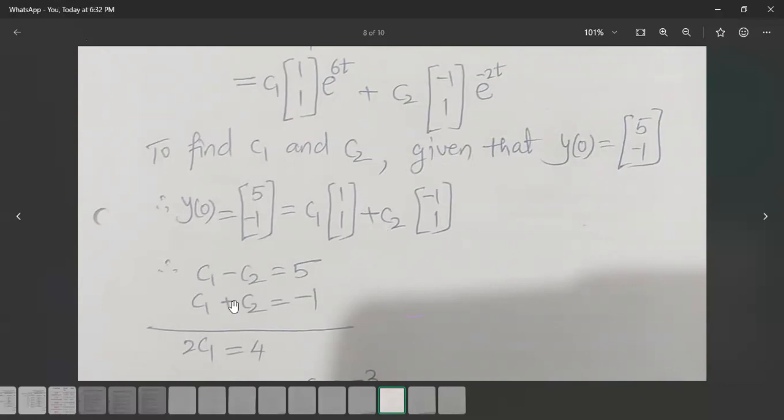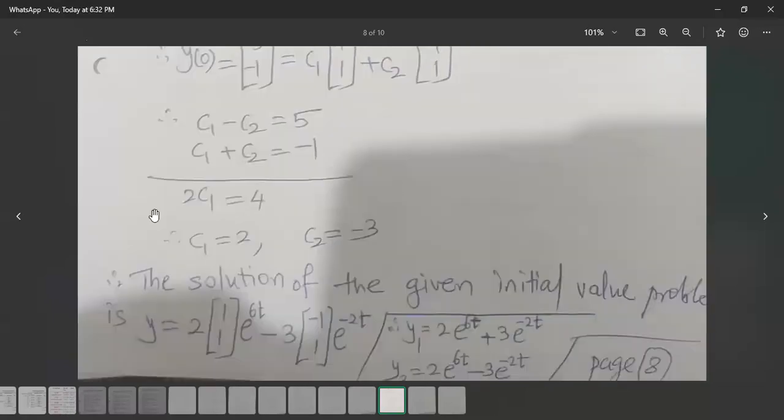So we got two equations in two unknowns. First, we have to add. C1 times 1 plus C2 times minus 1 means C1 minus C2 is 5. C1 plus C2 is minus 1. So what are the values? Twice C1 becomes 4, so C1 is 2. C2 is minus 3. And what will the solution be then? You just put the values of C1 and C2 there. So that is your solution. Have you got it?